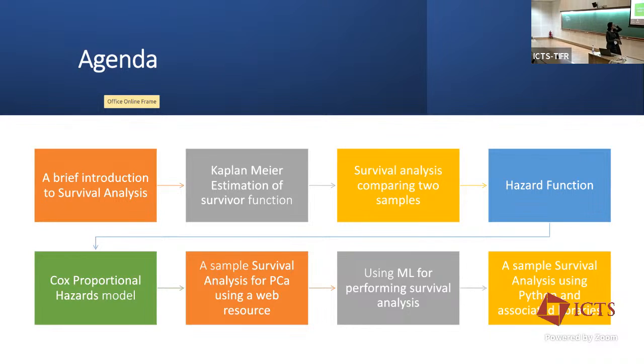survival analysis comparing two samples. I think many people are working in clinical trials, so that will be important for them. Hazard function, then Cox proportional hazards model. This is what we have in the machine learning models that we're going to use. Then a sample survival analysis of prostate cancer.